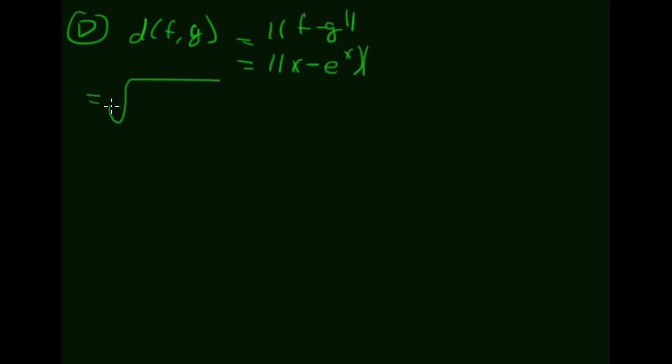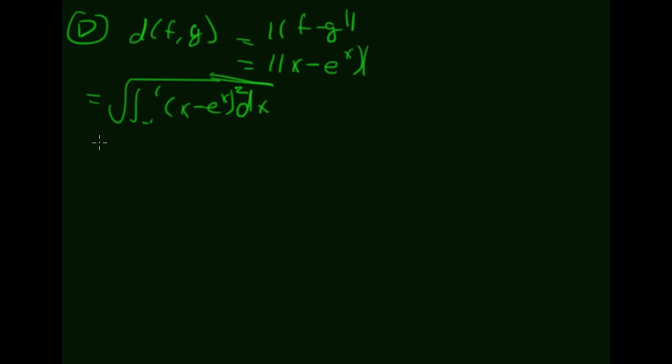Part D of the problem says what is the distance from f to g, which is the norm of f minus g, which is the norm of x minus e to the x, which should be the square root of the integral from negative 1 to 1 of (x minus e to the x) dx, squared, right? Because it's times itself.